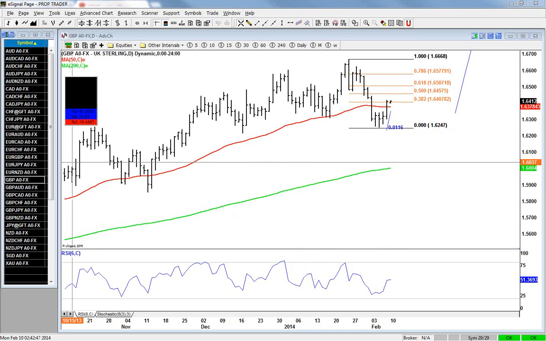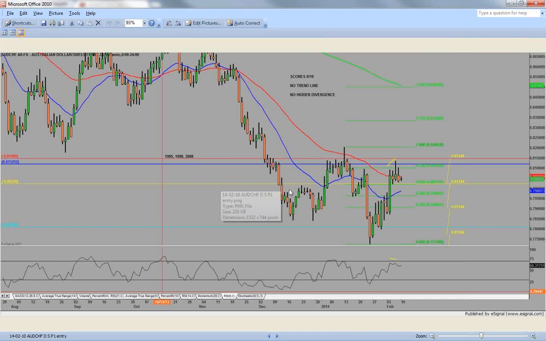What else? There's a couple more here. Oh no, that's yours. Warning, these charts are in colour. I grew up with a black and white TV. Oh dear. 8 out of 10, no trend line, no hidden divergence.